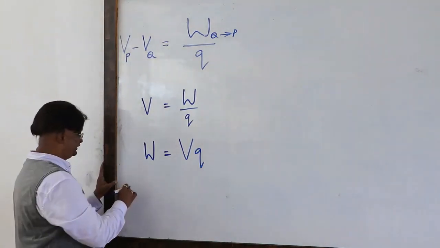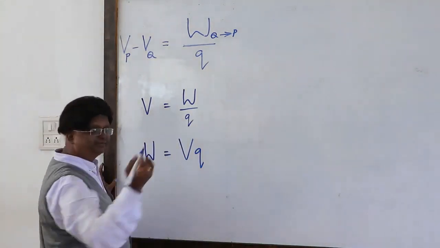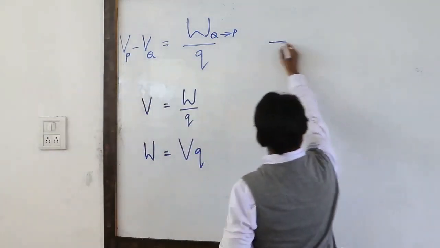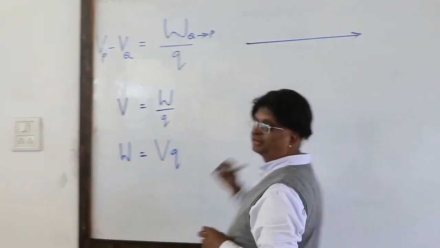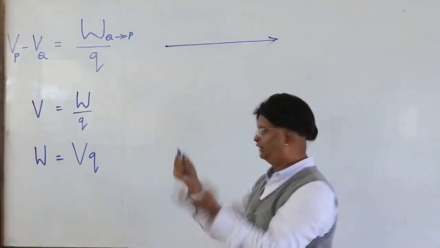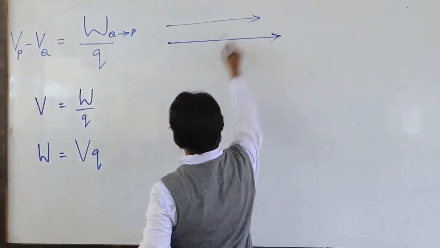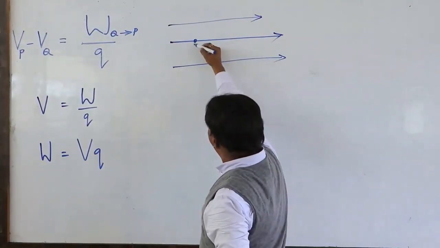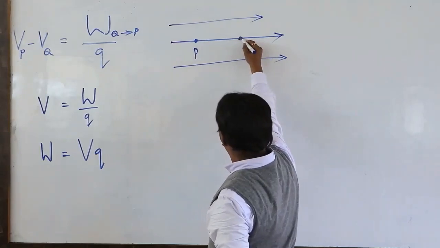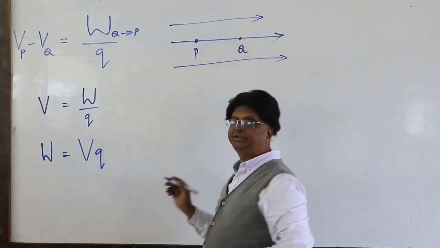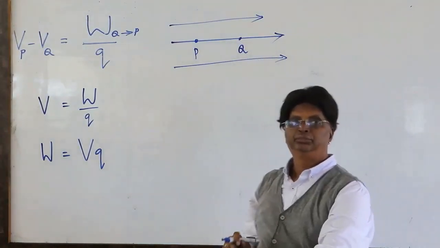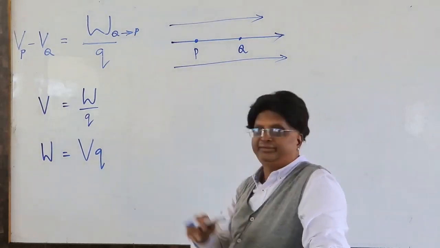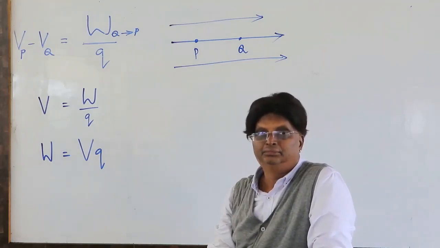First let me take up one situation I showed. Suppose this is the electric field. Of course the electric field is there, right? So this is an electric field. And supposing this is some point P and this is some point Q, the two different points. Now let us take up this example and see what the different possibilities are to understand.